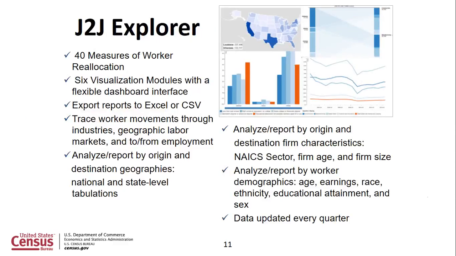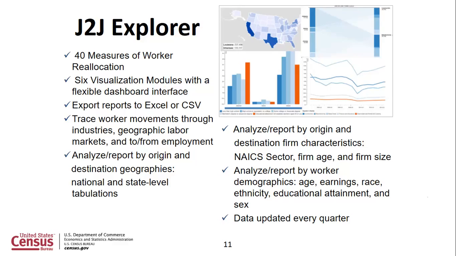So another data set, as I was saying, used by Zillow was the job-to-job flows data set. Since the J2J data product is unique, we created a J2J Explorer to help users interact with the data. There are 40 different measures of worker reallocation, and users can visualize one or a set of these through 6 different modules, all of which have flexible dashboard interfaces to help them look at the exact type of job flows they're interested in. Any visualization they create through the application can also be exported in a report to Excel or CSV.